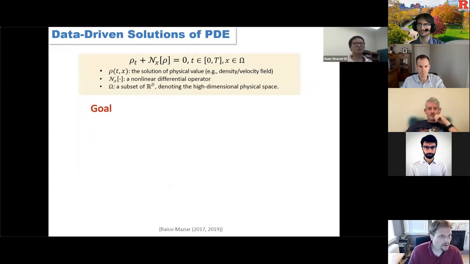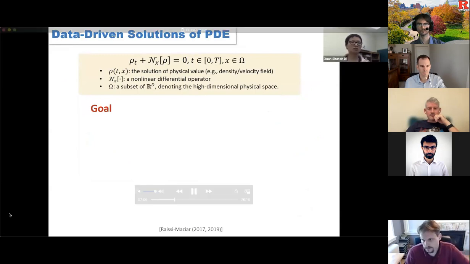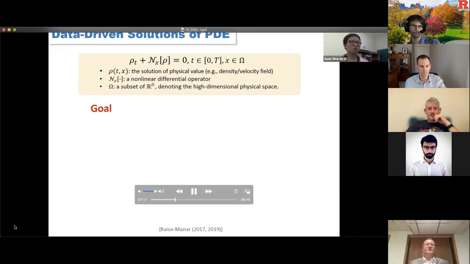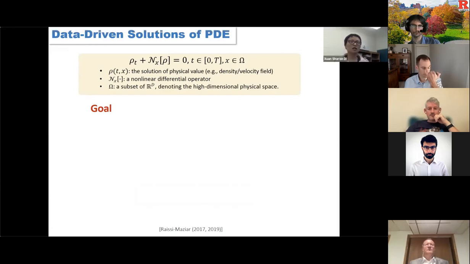Let me first frame how we apply PIML for transportation application in traffic state estimation. This is a partial differential equation. So rho represents the solution of a physical value of interest, such as the traffic density or traffic velocity field. And N of x is a nonlinear differential operator, calculated using the derivative with respect to x. The t and x represent the time and space domain. The goal of this PIML is to train a neural network that can approximate the solution of the original partial differential equation.